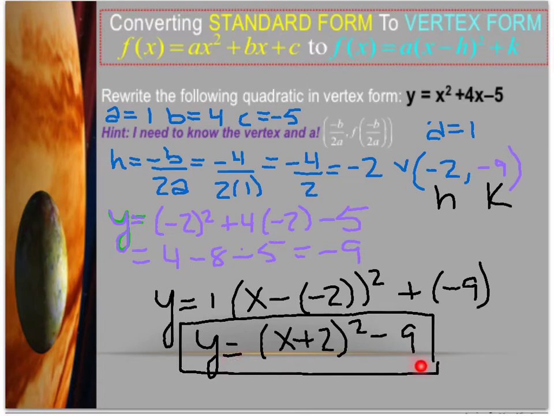So these two, this one in vertex form and this one in standard form, are exactly the same function. If I were to graph them, they would look exactly the same. They're just written in different ways.